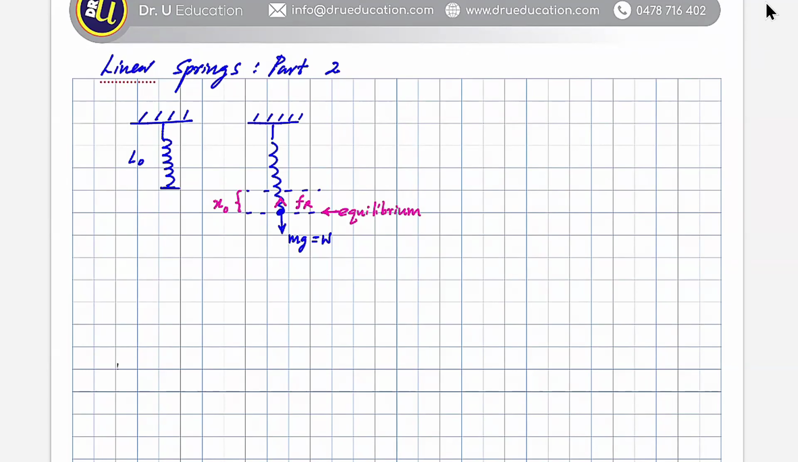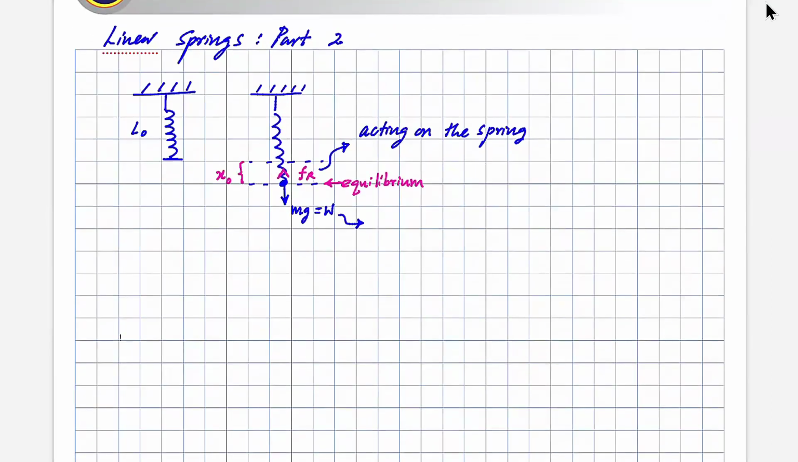Restoring force is acting on the spring. This W or mg is acting on the mass. Okay.